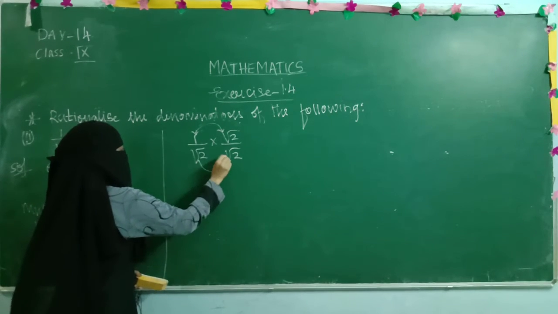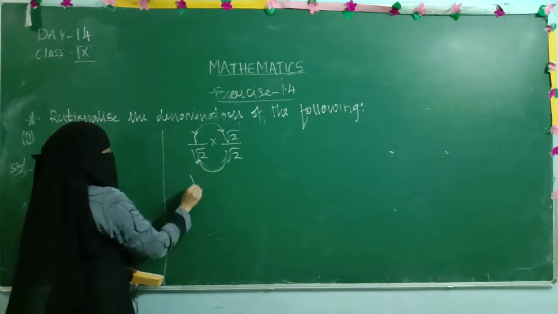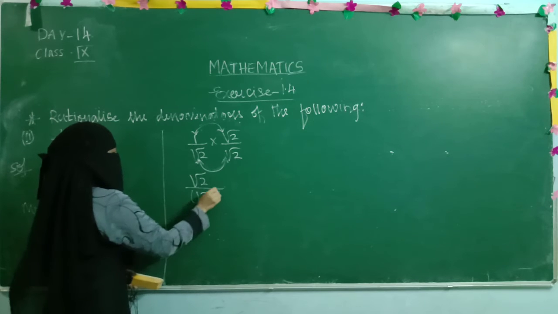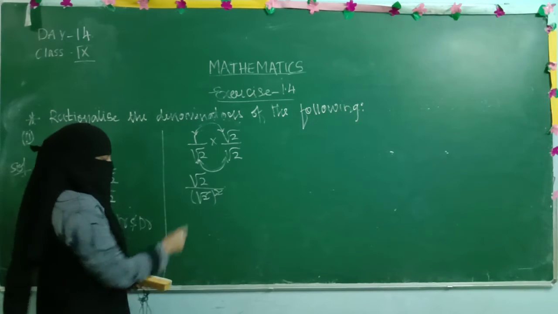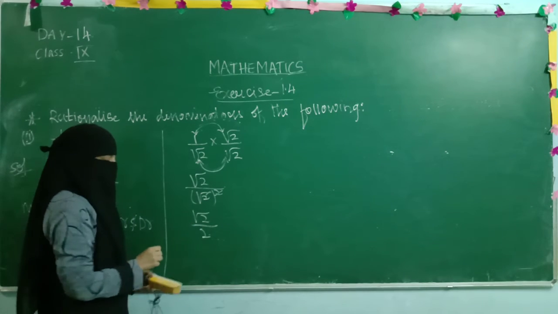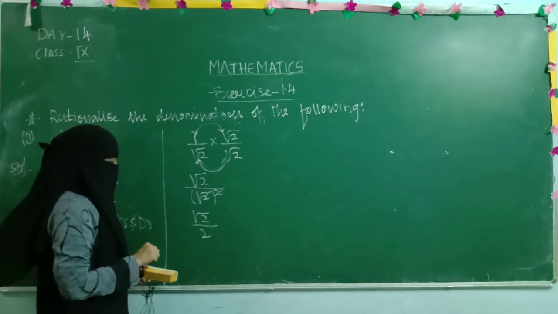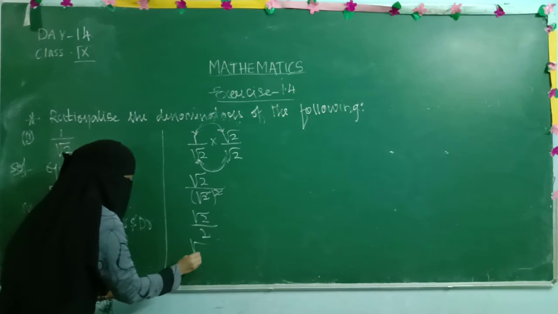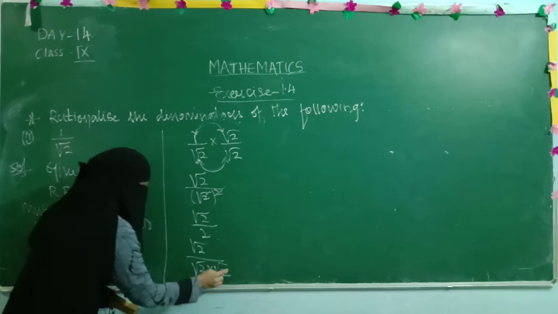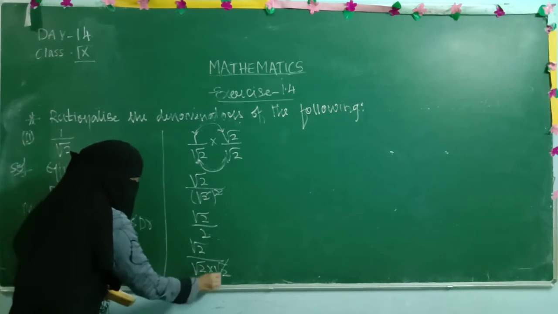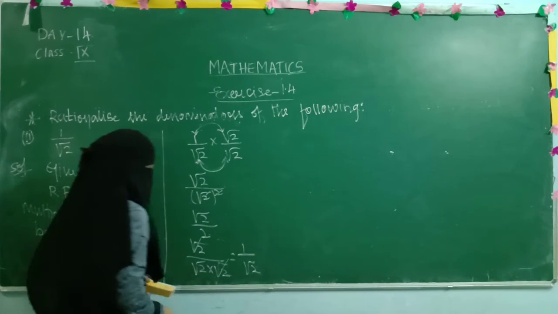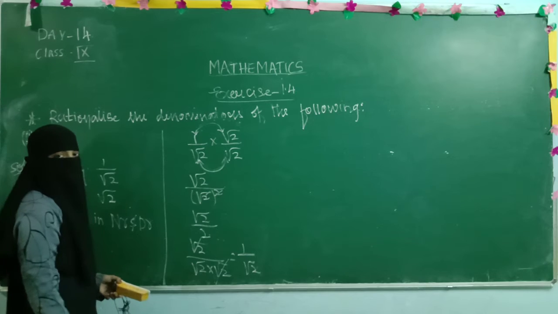So 1 into root 2 you will get root 2 only, and root 2 into root 2 you will get root 2 whole square. The square and root get cancelled, so you are getting the answer as root 2 by 2. But this 2 can be written as root 2 into root 2, so root 2 by root 2 into root 2, again you will get 2 only. So one root 2 gets cancelled, again you are getting the answer as 1 by root 2, or you can stop your solution here also.